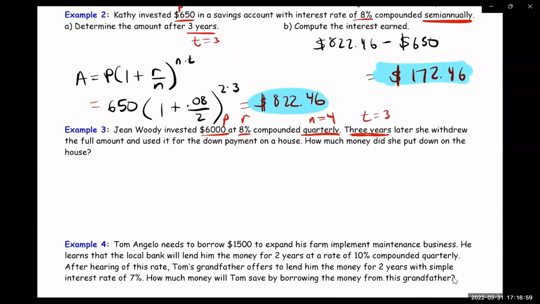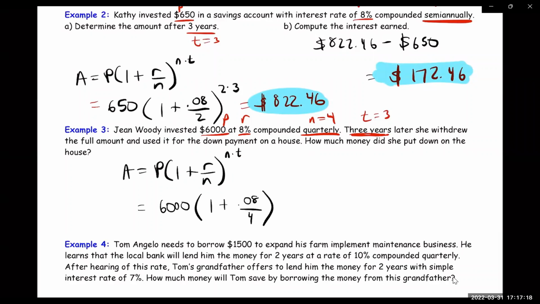So we have everything we need now. A equals P times 1 plus R over N, to the N times T power. P is $6,000. R is 0.08. N is 4. N times T is 4 times 3, which is 12. So if you want, you can just call that 12 instead of 4 times 3. So plug that into your calculators and let's see how much she put down for her down payment.